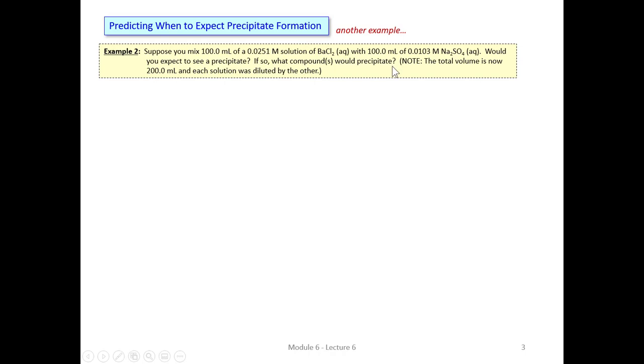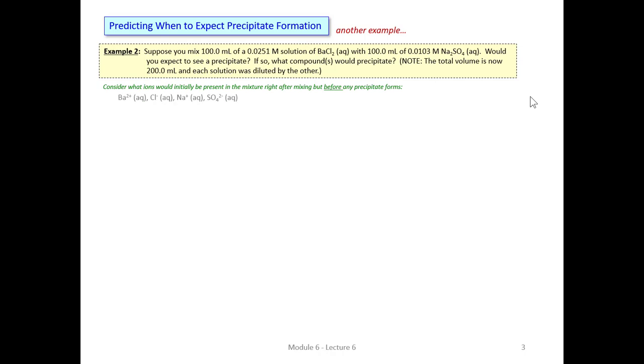Now remember, the total volume when you mix them together is now 200 milliliters, and each solution dilutes the other. We'll see how that plays out. Before we do any calculations, we want to think about what's in solution right after mixing, but before any precipitation, if it's going to occur. So we mix these two solutions together, freeze time, and look at what's present.